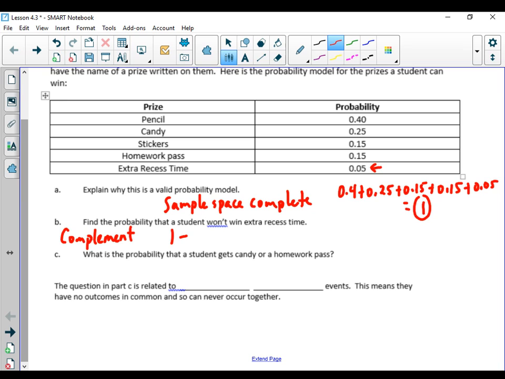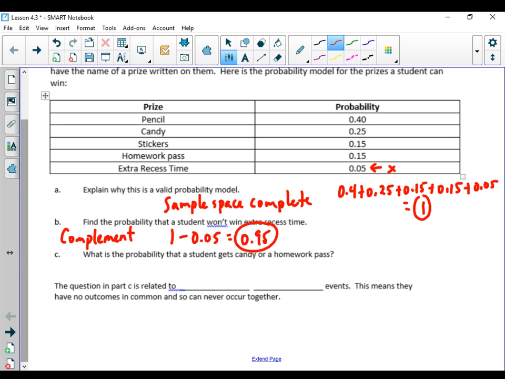And so if I'm looking at the probability that it will not happen, I'm going to take the probability of 1 minus the probability that it does happen. So in this case, there's a 0.95 probability that they will not get extra recess time. Or maybe you thought about it as, all right, I'm going to eliminate this 0.05 and add up all the other values. That will give me 0.95. So again, the complement is the "not" situation.